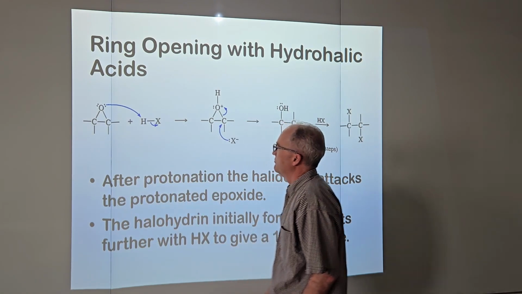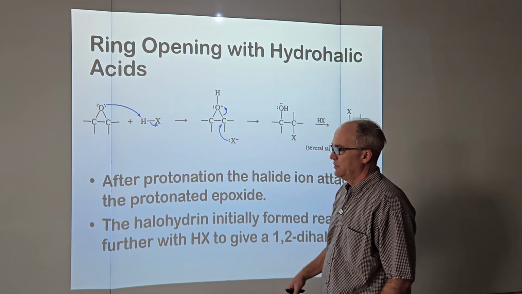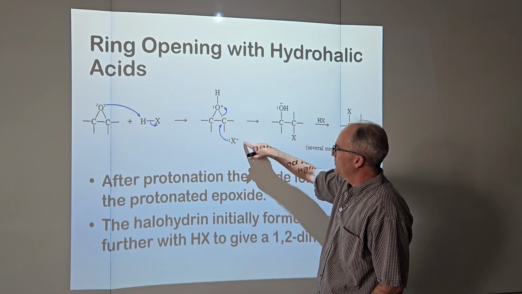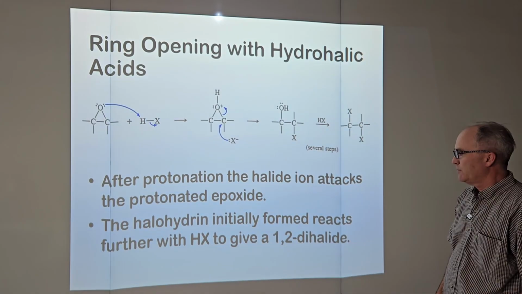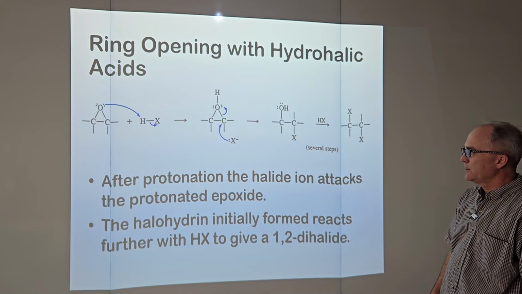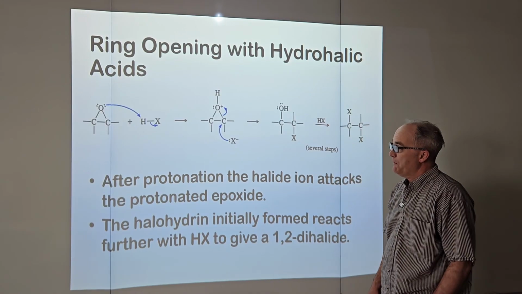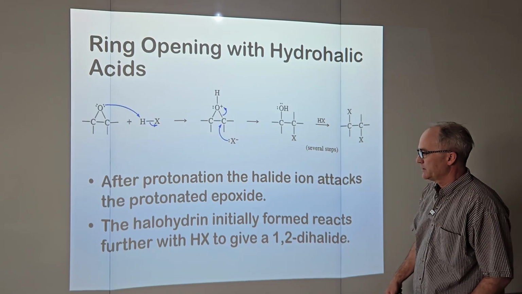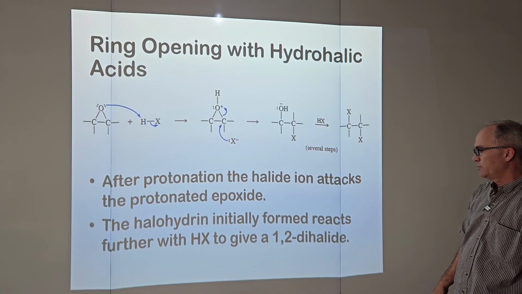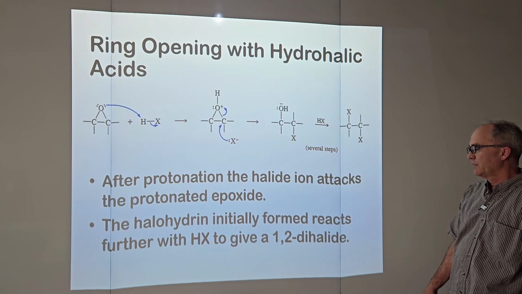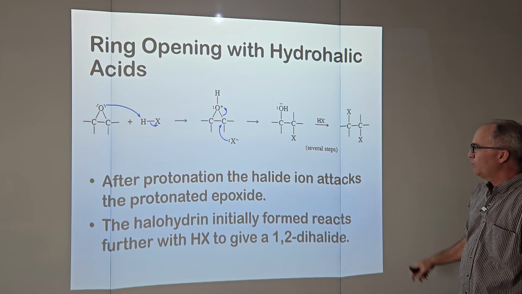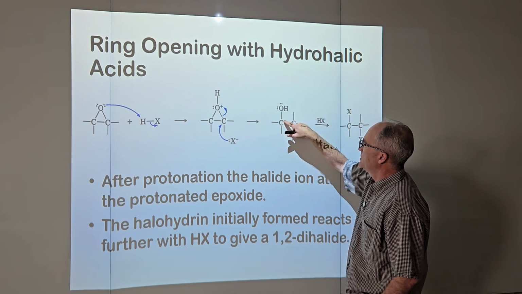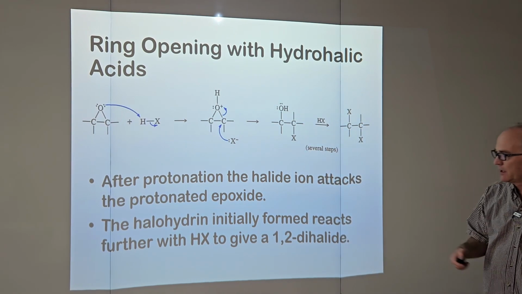So here's our epoxide ring. Here's something like hydrogen bromide or hydrochloric acid. Oxygen gets protonated. Now it becomes a good leaving group. Here's an SN2 event, and we're back to this halohydrin we looked at before. So yesterday we saw that a halohydrin can be converted to an epoxide. The halohydrin initially formed reacts further with the hydrogen halide to give a 1,2 dihalide. This gets protonated, the halide slams into there, and there's how you get the dihalide.